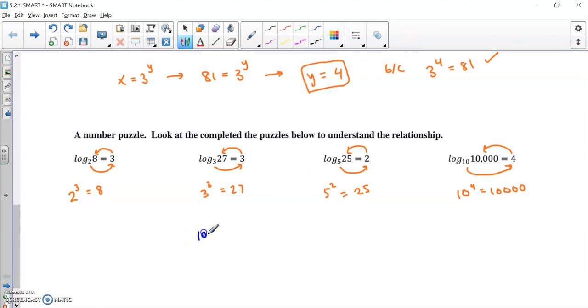Anytime we have something written in log form, let's say log has some little number here, this little number is known as a base. That little number is a base. So if we have log base something, and then there's a number in the parentheses, we're going to call that a, equal to something, right? So I'm just filling in all these as variables. This is what we call log form.